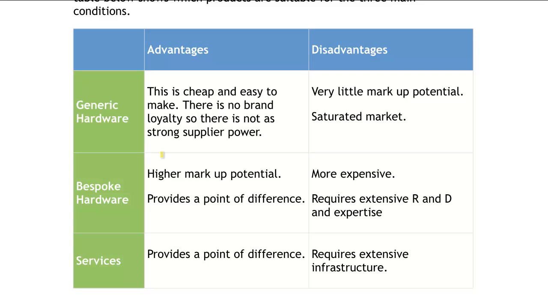Now this is stuff that companies get from the manufacturers and then they just sell on without making any real changes to the product itself. Now the good thing about these is that they're cheap and they're easy to make. And this is because there's no real brand loyalty within the industry for these components. People don't really care where each component has come from, they just care that it's cheap and it's easy to get.